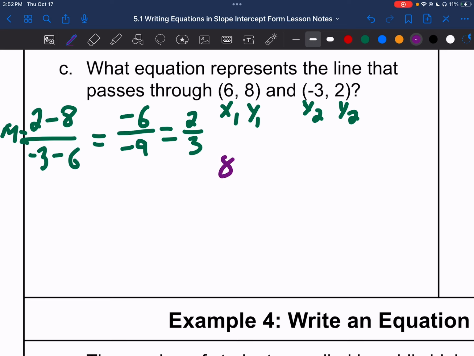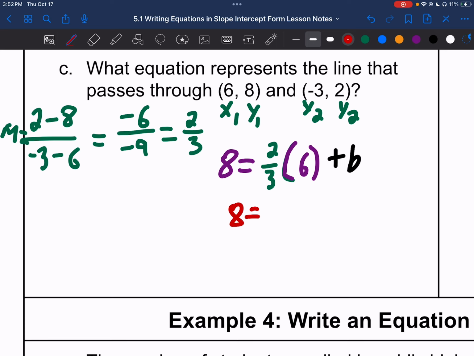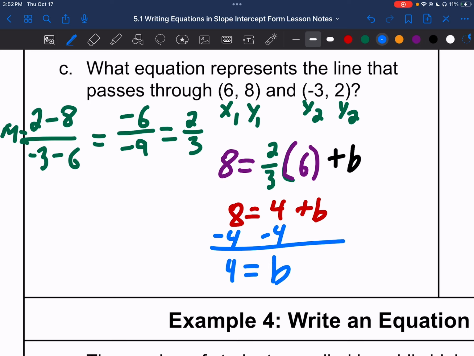So we have 8 is equal to my slope, 2/3, times my x value, 6, plus b. So first step is to multiply. 2 times 6 is 12, divided by 3 is 4, plus b. Subtract 4 from both sides, and we get 4 is equal to b. And so when I write my equation, y is equal to 2/3 x plus 4.